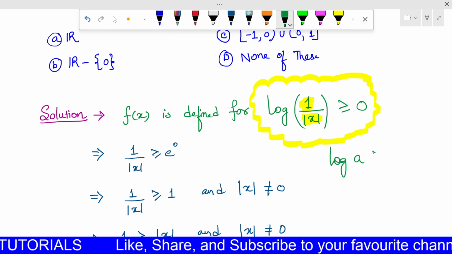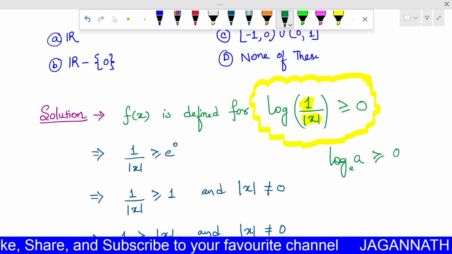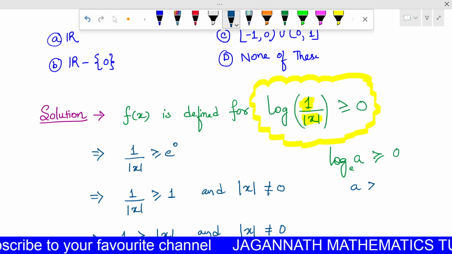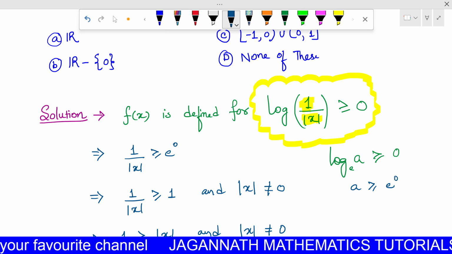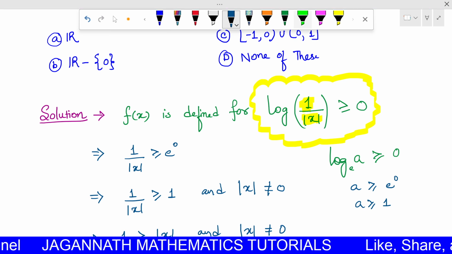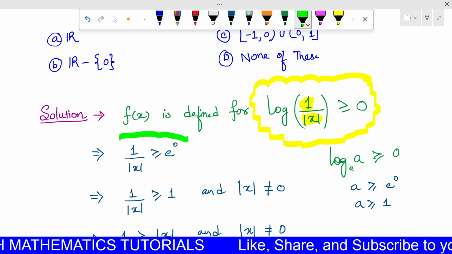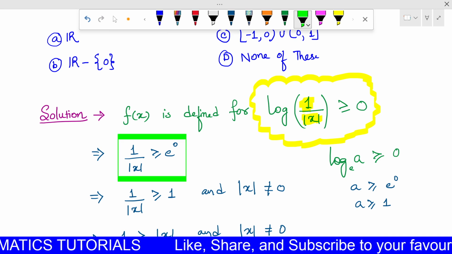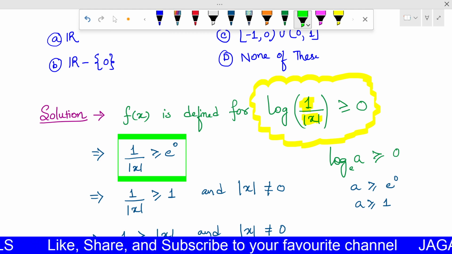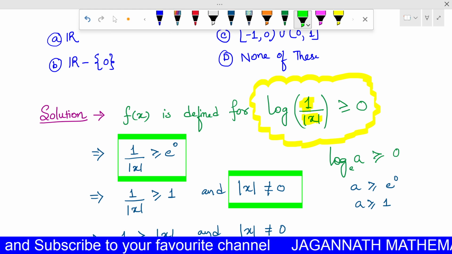Suppose I say that log a is greater than or equal to 0. This means the natural log. Then a is greater than or equal to e raised to the power 0, means a is greater than or equal to 1, right? Now we can see that 1 over mod x is greater than or equal to e raised to the power 0, or 1 by mod x is greater than or equal to 1, and the mod x cannot be equal to 0 as it will not be defined over here, right?